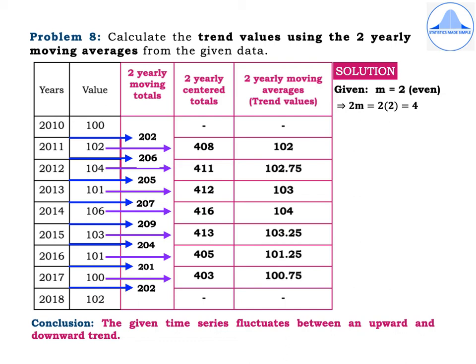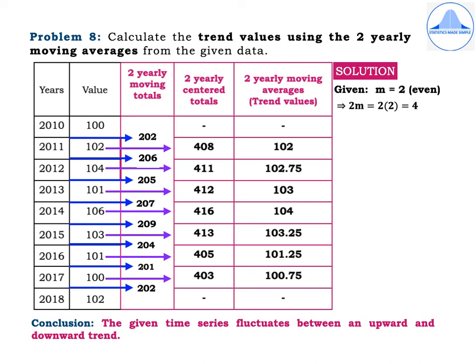Calculate first the 2 yearly moving totals, that is 100 plus 102 gives 202, and write it corresponding to the middle years, that is 2010.5. Similarly, add 102 and 104, you will get the total as 206, and write it between 2011 and 2012. And the other 2 yearly moving totals you will get after calculations are 205, 207, 209, 204, 201, 202, and write all these corresponding to their middle years. This is the most important point.